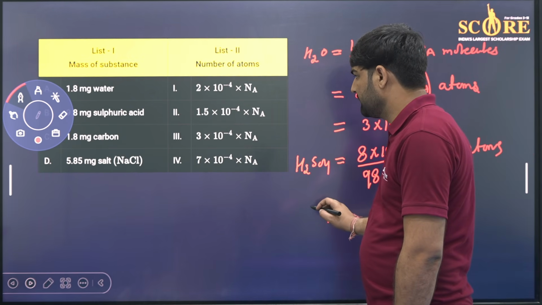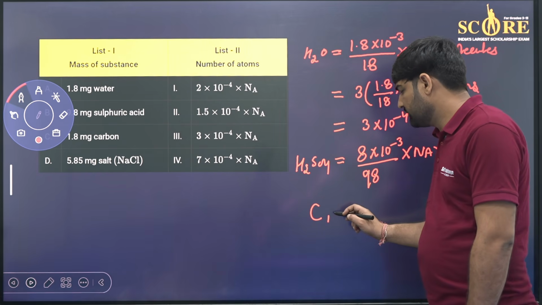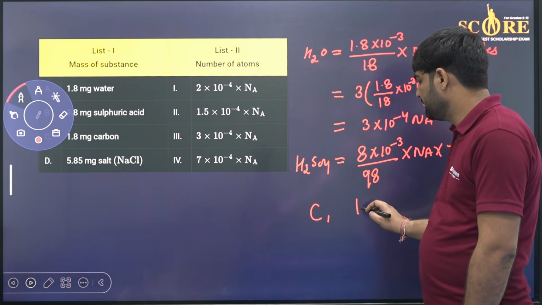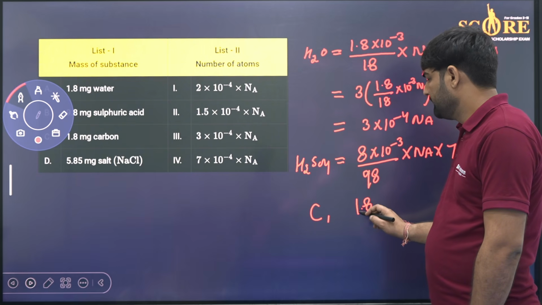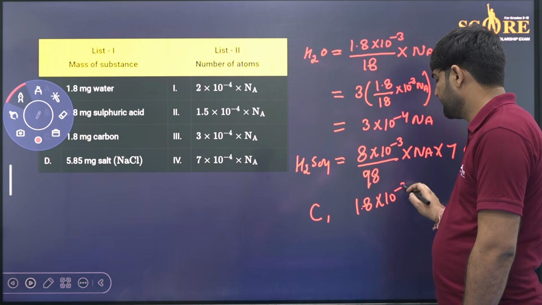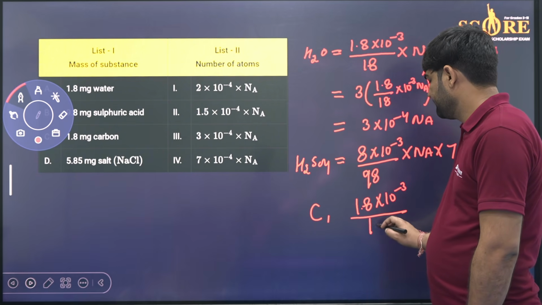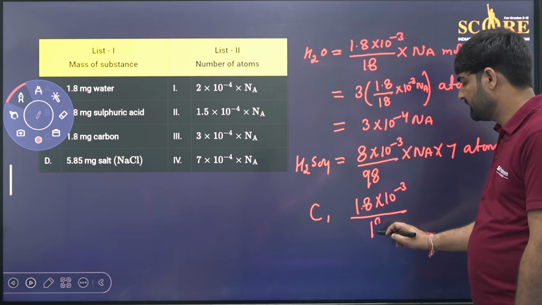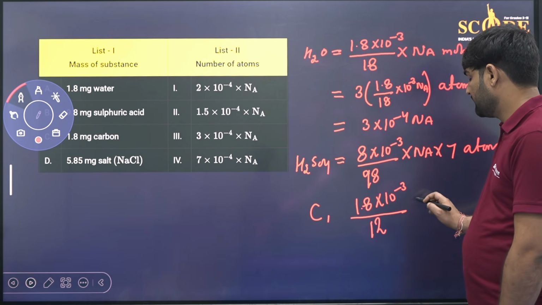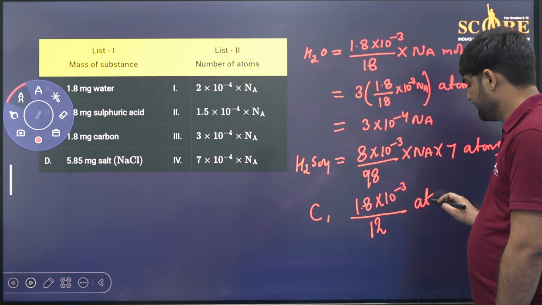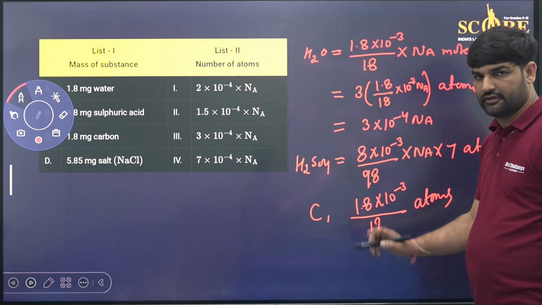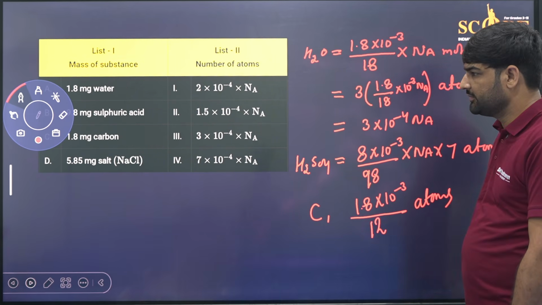Now we will talk about carbon. So carbon is given 1.8 milligram, 10 raised to power minus 3, divided by, we can say for carbon this is 12. This is number of particles, and in this condition particle is atom. So this is number of carbon atoms.